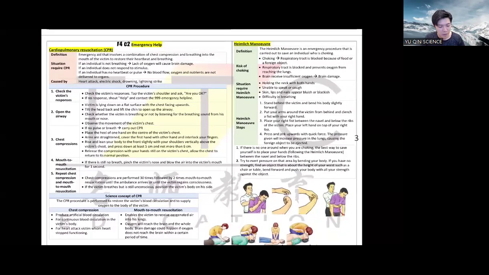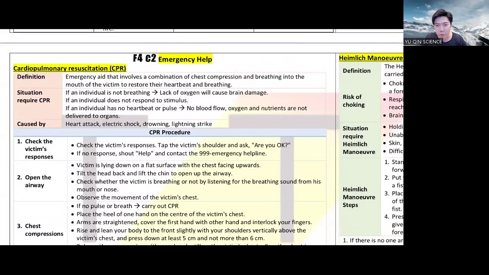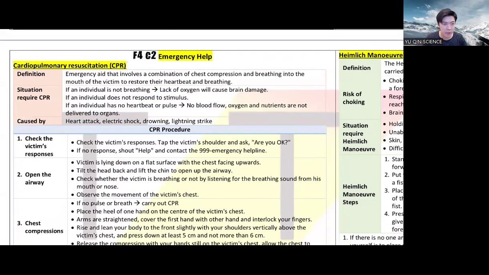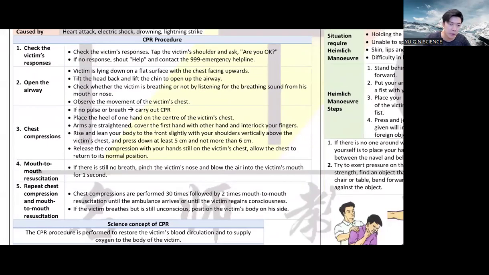This is one page. So I think this is a very familiar chapter also, which is your CPR and Heimlich maneuver. Okay, so who needs CPR? CPR is for those not breathing, not responding, and no heartbeat. Usually heart attack patient, electric shock, or drowning patient. Okay, so the procedure, try to remember the main part of each. I'm not asking you to memorize the whole sequence, but try to memorize a bit on each.